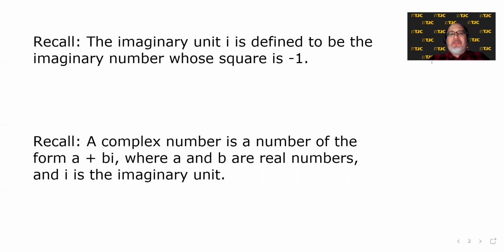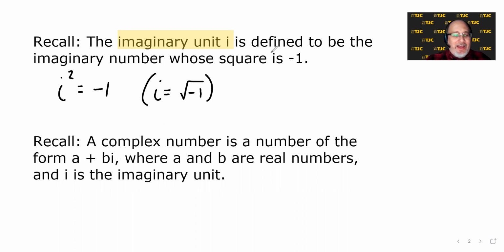Let's start by recalling a couple of key concepts from the previous videos, starting with the fact that the imaginary unit, I'm going to highlight some things here. The imaginary unit i is defined to be the imaginary number whose square is -1. In other words, when you take i and square it, you get -1. Now, if you square root both sides, you could also say that i equals the square root of -1. So there's really two ways to think about the imaginary unit i. By itself, it's the square root of -1. And when you square it, you get -1.